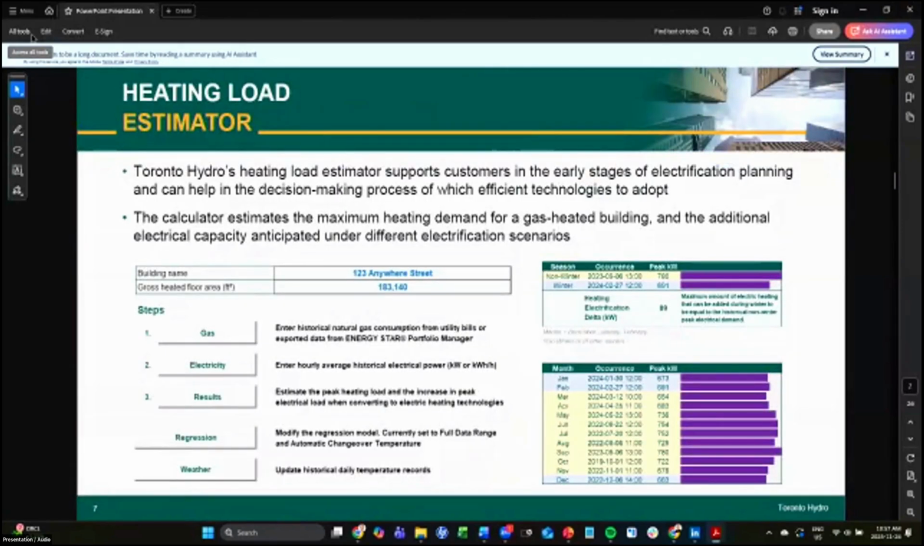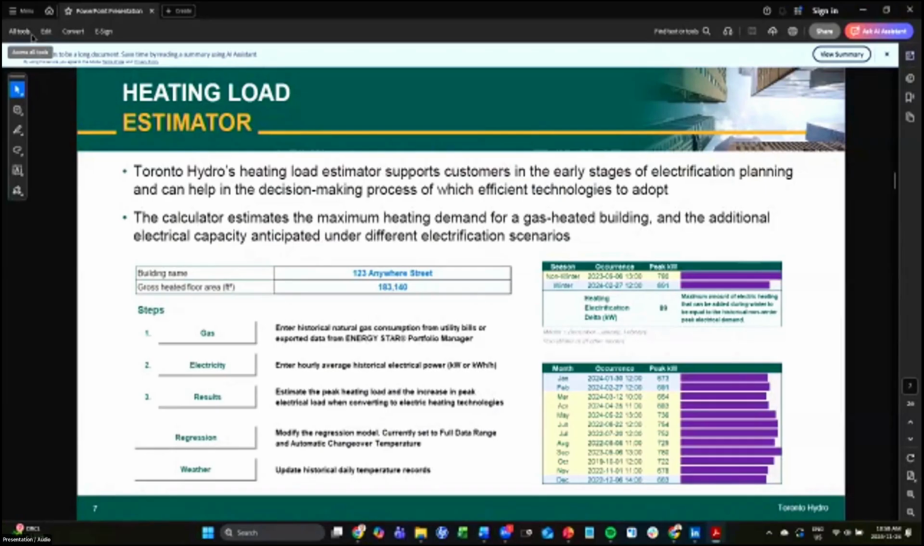The next tool that I want to talk about is something that Toronto Hydro built in-house, but was verified by third-party engineers. This is our heating load estimator. The purpose of this tool is to answer the question: if I electrified my gas heating, how much extra capacity would I need to ask Toronto Hydro for? And I'll explain why that's relevant in a moment.